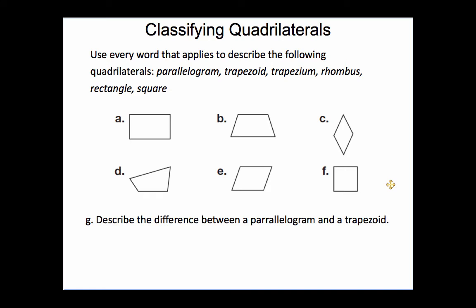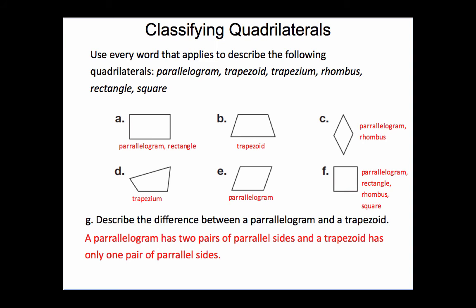Now it's your turn. Use every word that applies to describe the following quadrilaterals: parallelogram, trapezoid, trapezium, rhombus, rectangle, or square. It is important that you use all of the classifications that each shape has. And then the final, G, is describe the difference between a parallelogram and a trapezoid. Check your answers. If you have any questions, please ask tomorrow in class.